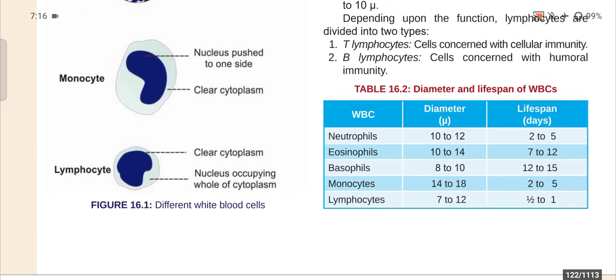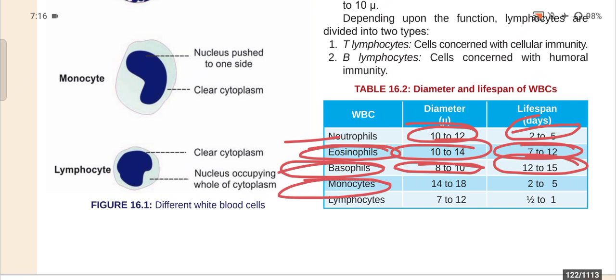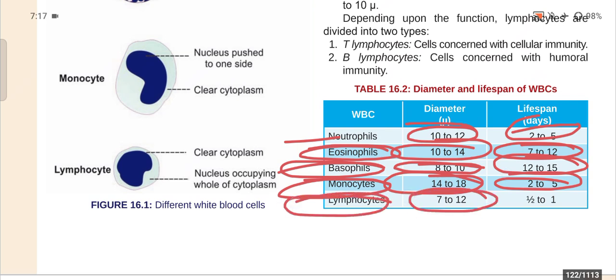Now, diameter and the lifespan of the WBCs. Neutrophil, diameter 10 to 12 micron, lifespan 2 to 5 days. Eosinophil, 10 to 14 micron, and 7 to 12 days lifespan. Basophil, 8 to 10 micron and 12 to 15 days lifespan. Monocyte, 14 to 18 micron and lifespan is 2 to 5 days. Lymphocyte, 7 to 12 micron diameter and lifespan is half to 1 day. Now the largest one is monocyte, and the long lived one is basophil.